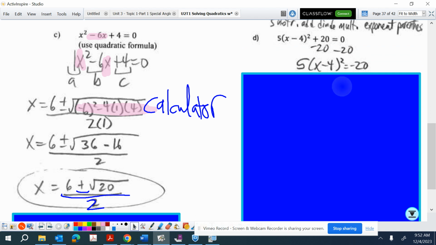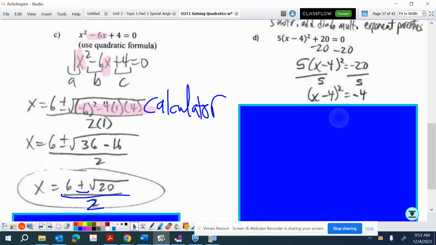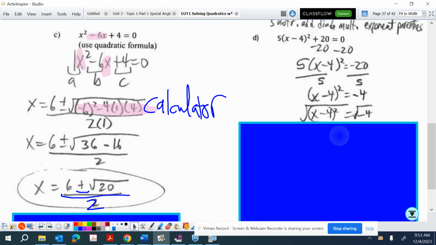sides. Then I'm going to divide or multiply. 5 is multiplied by x minus 4 squared, so I'm going to divide both sides by 5. Negative 20 divided by 5 is negative 4, and now I can get rid of my exponent according to SADMEP. Getting rid of a square uses a square root, and I notice that I'm square rooting a negative. If I'm square rooting a negative number, then I have to employ my i. Remember, i is the square root of negative 1.